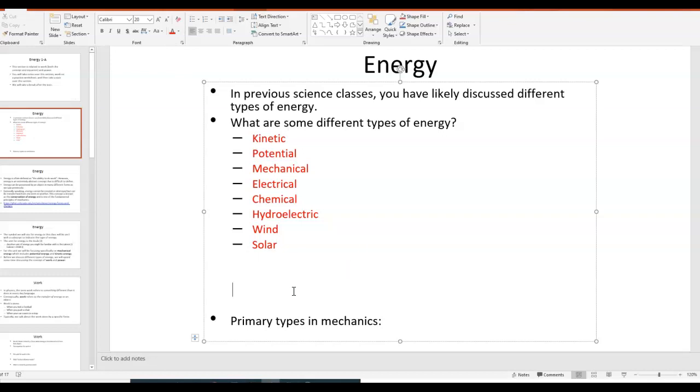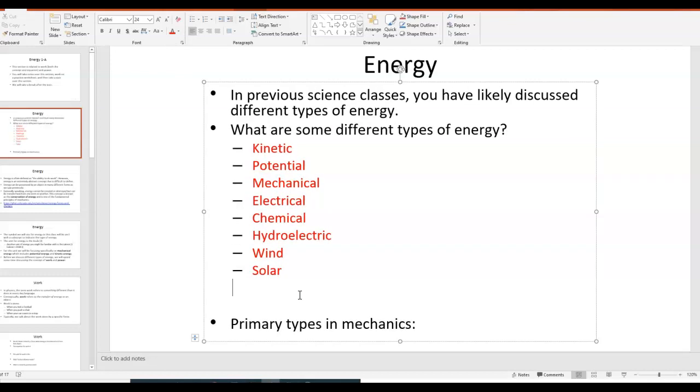Now, the primary types of energy that we're going to focus on, at least in this unit, are the first three. Kinetic energy and potential energy are both two very common types of energies. And mechanical energy, as we'll see, is actually the combination of kinetic energy and potential energy. The other types of energies are important, but they won't be showing up too much in this unit.